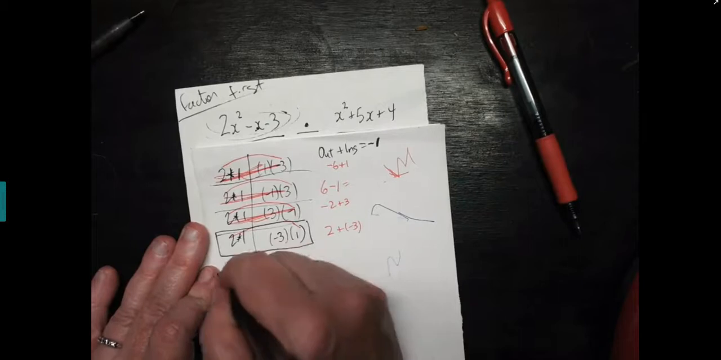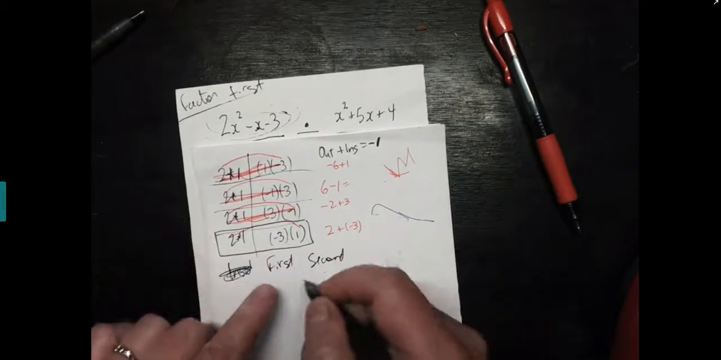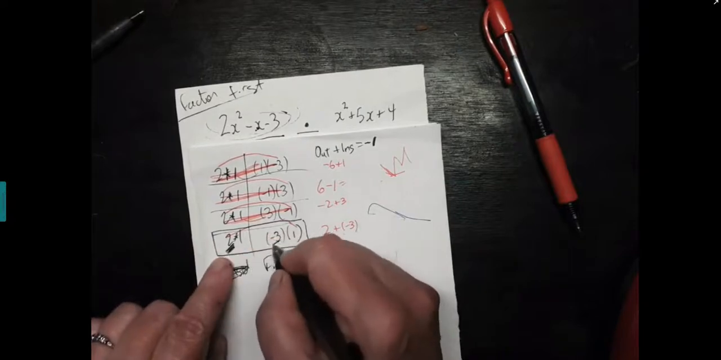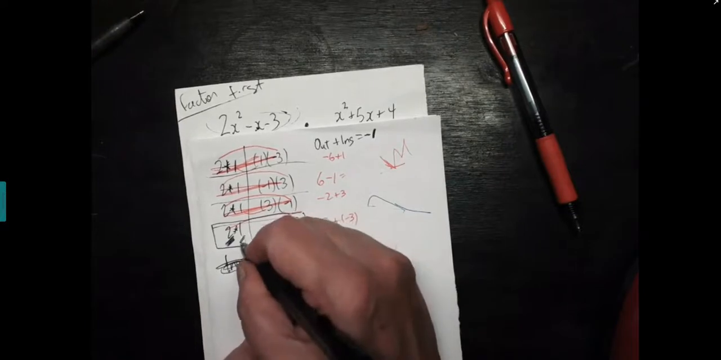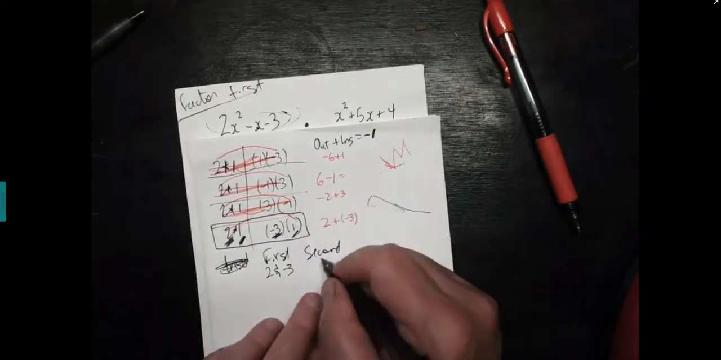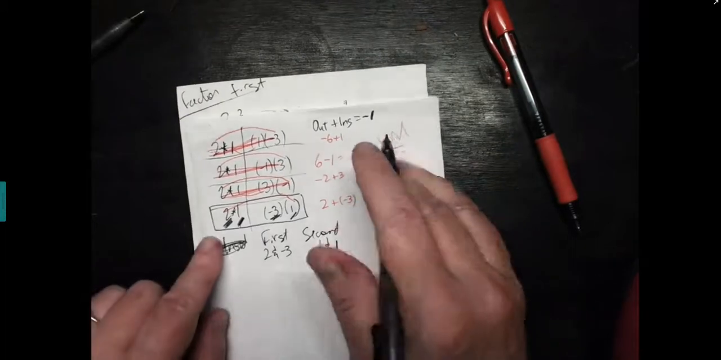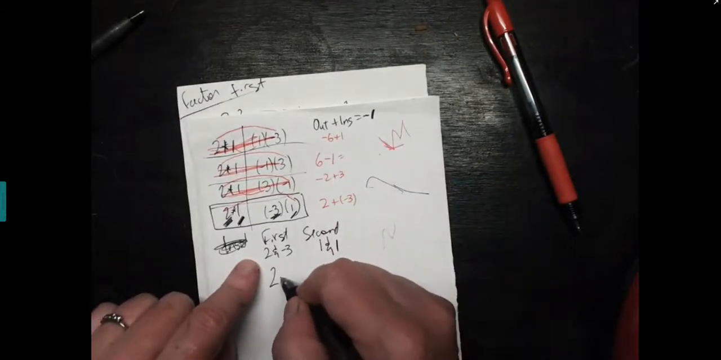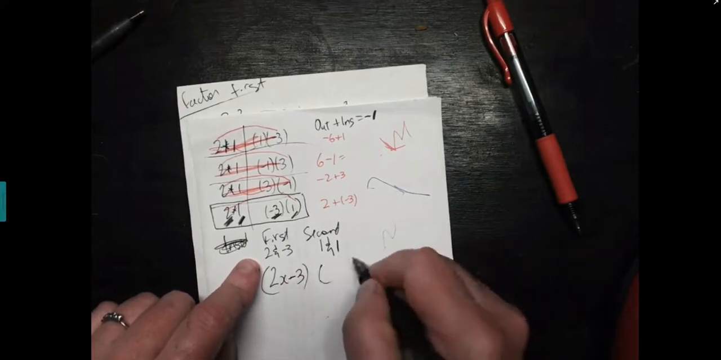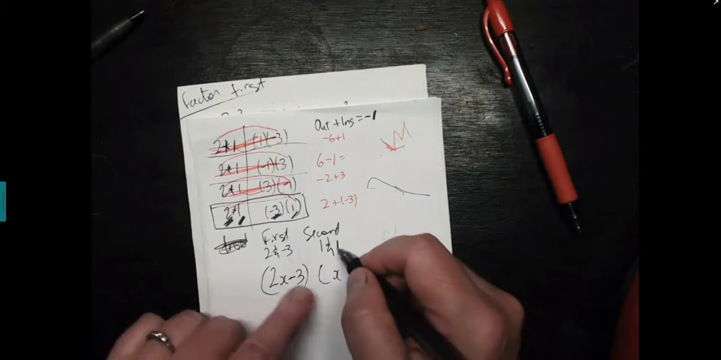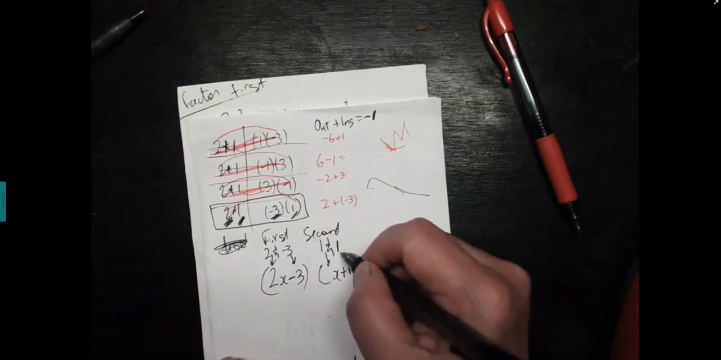So, sorry, I'm going to have first and second factors. For my first factor, I'm going to use 2 and negative 3. And for the second factor, I'm going to use 1 and 1. So I should have 2x minus 3 for my first factor, and 1x plus 1. So that's how those work.